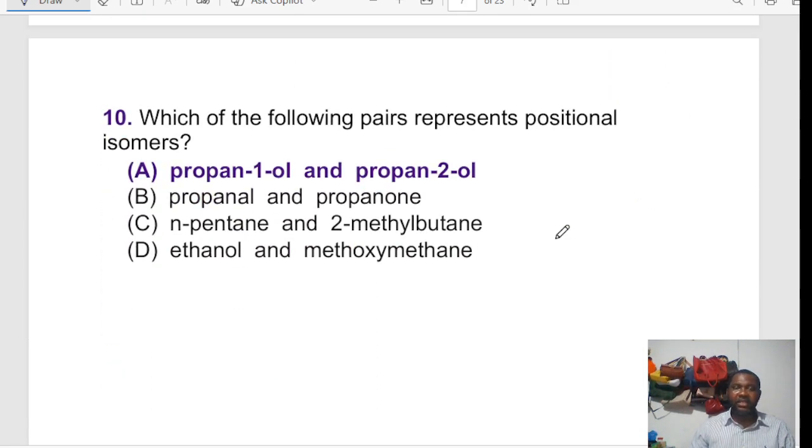Now number 10 says, which of the following pairs represents positional isomers? You don't need to go far. The answer is A, propan-1-ol and propan-2-ol. I already gave an example the other time. Propanal and propanone have different functional groups. One is an alkanal, the other is an alkanone. Pentane and 2-methylbutane is chain isomerism, just different in chain length. Ethanol and methoxymethane are simply different functional groups. Ethanol is an alcohol. Methoxymethane is an ether, or what you call an alkoxide.